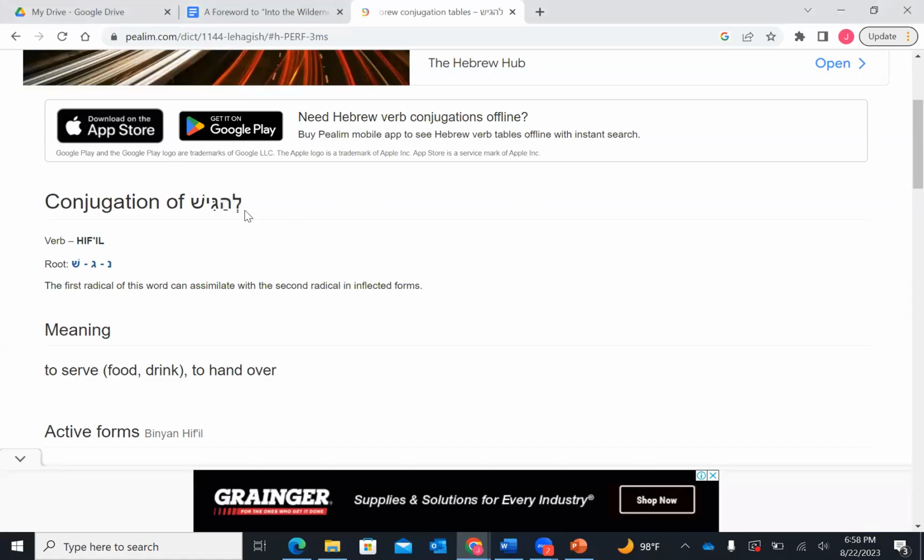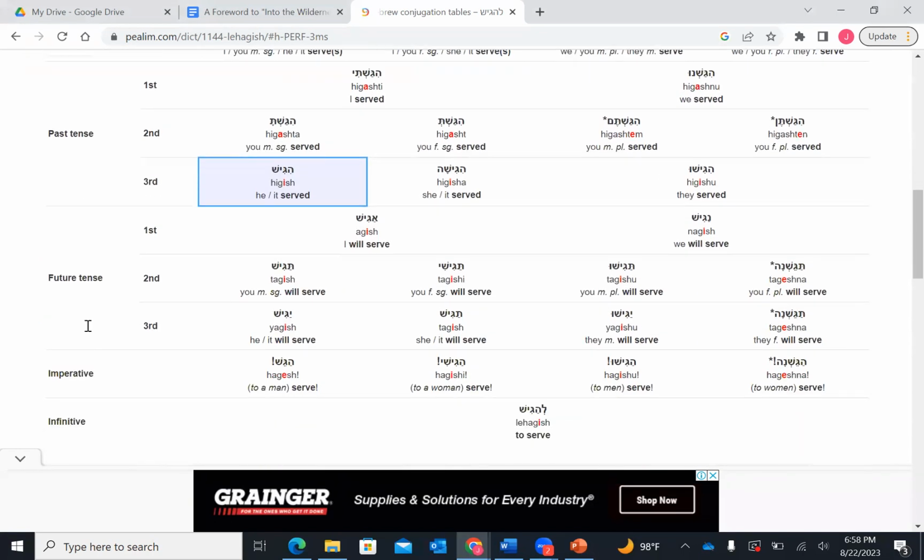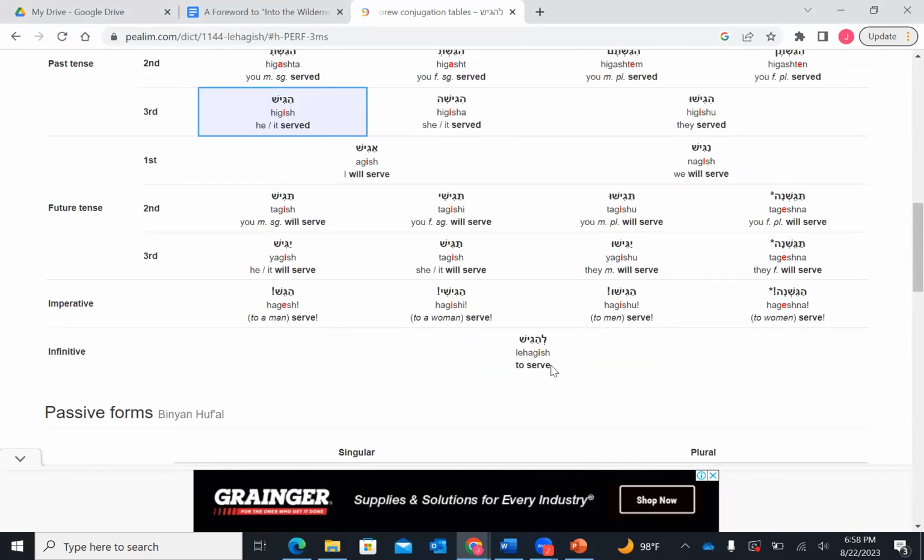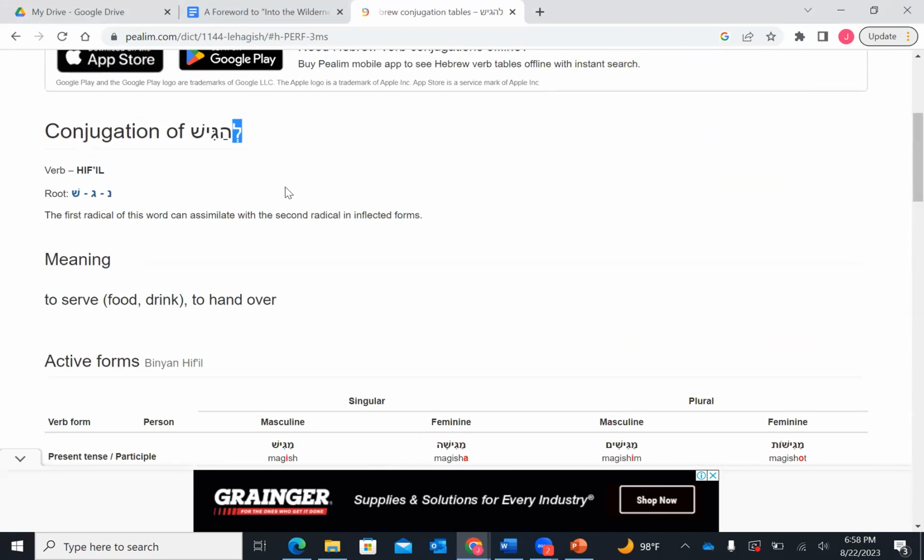Okay, so now we are on recording. So we know that the "le" makes it infinitive, right? The infinitive form, like here, infinitive, to serve, right? And we know that the "ha" is the word "the."